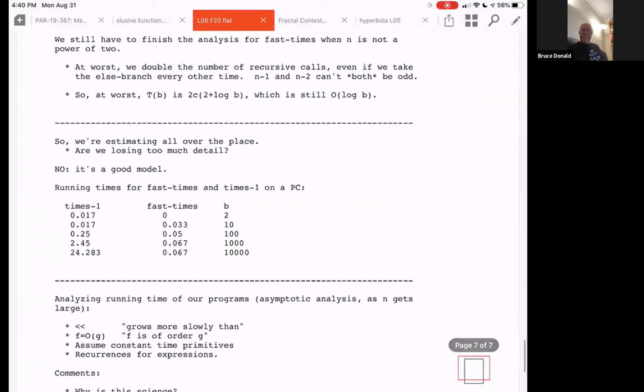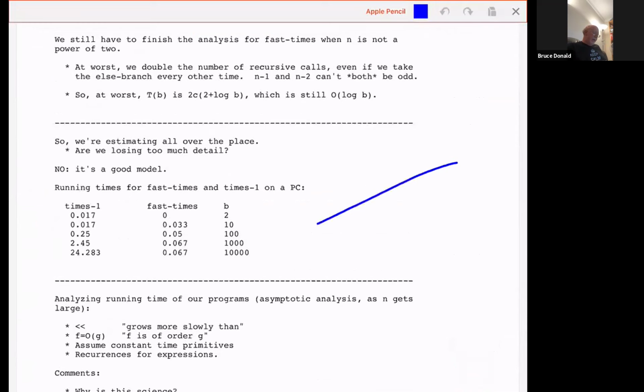So as I mentioned, there are some timing results in the lecture notes that we ran. This is on an old PC, for the speed of times1 and fast times as a function of the size of b. And you can see there's a dramatic difference in how fast these things are. In fact, modern computers use variants like fast times for computations on larger numbers.